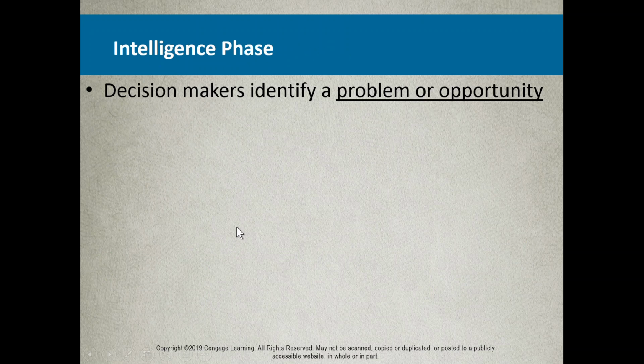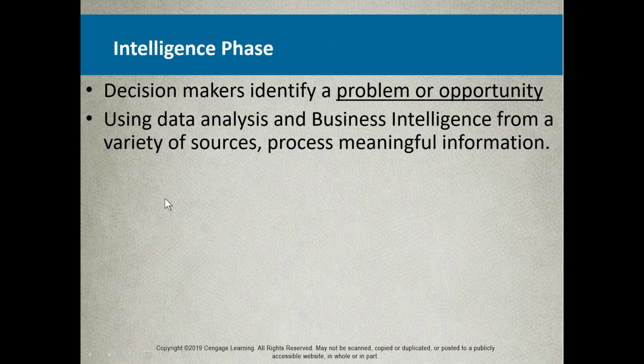So the intelligence phase is when decision makers can identify clearly a problem or an opportunity within their organization. The second component is using data analysis, business intelligence, data from a variety of sources, processing that into some meaningful information. So this is actually kind of two parts here. The first one is using data analysis and then processing into meaningful information. So there are 3 technical sub-parts to the intelligence phase.